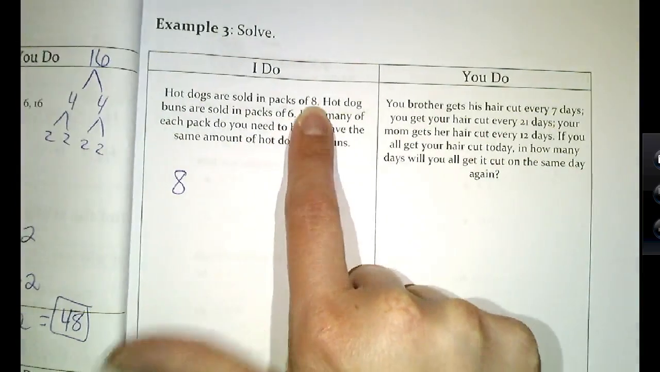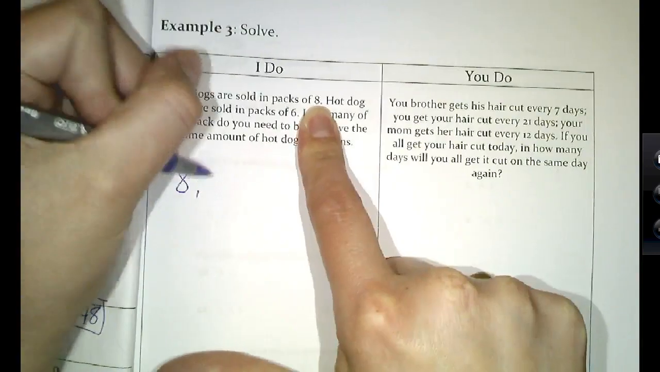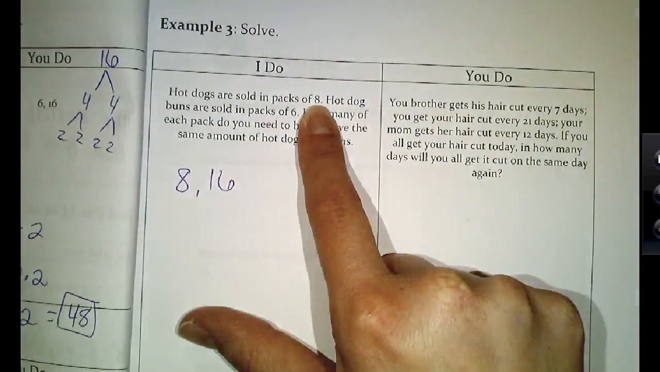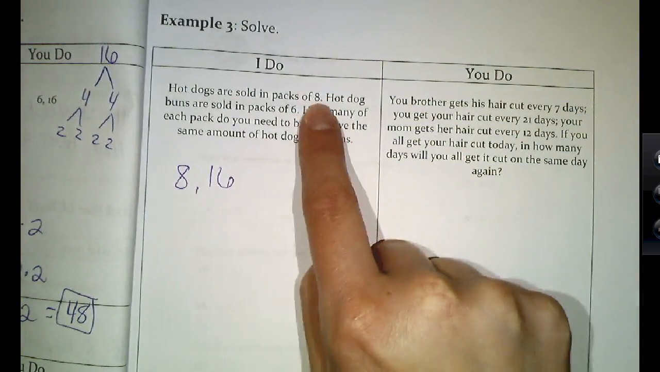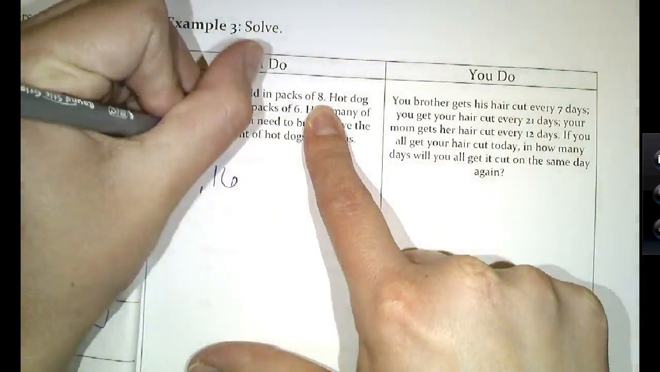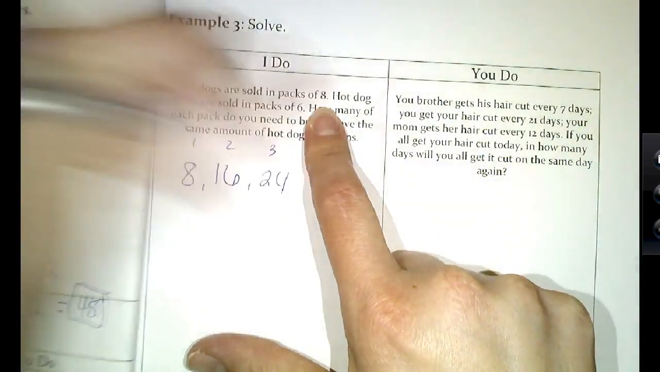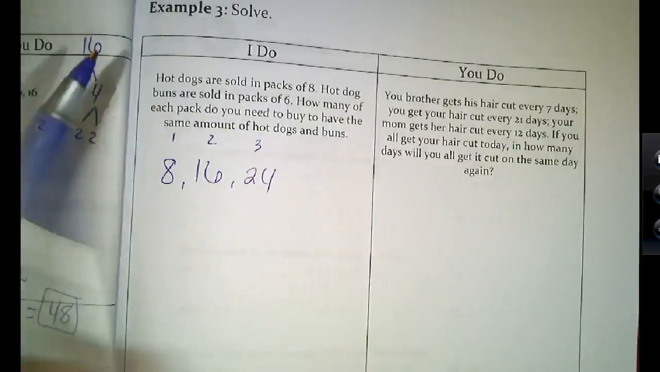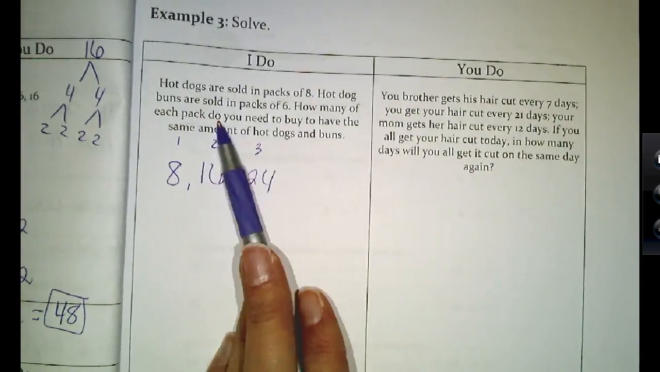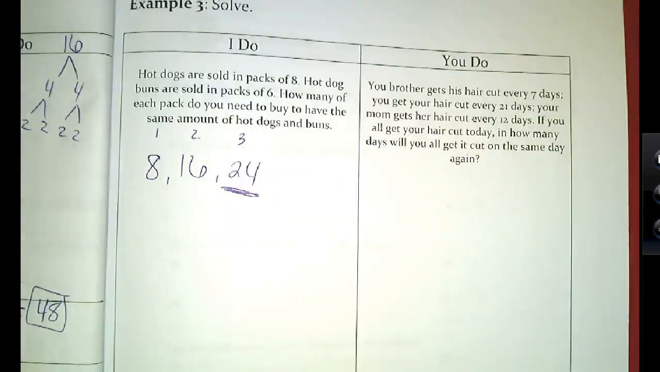Let's say I buy 2 packs. How many do I have? 16, because 8 times 2 is 16. Can 6 go into 16? No. Let's say I buy 3 packs. How many do I have? 24. Can 6 go into 24? We can't. So the question says, how many of each pack do we need to buy to have the same amount? Well, to have the same amount, I'm going to have 24 altogether.